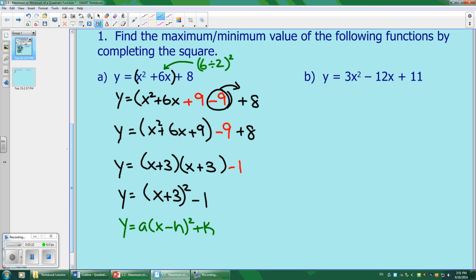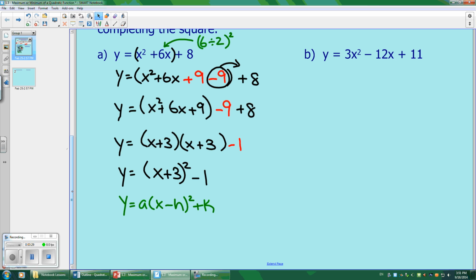Okay. The original question asks you to find the maximum or minimum value. In this case, it's going to be a minimum because a, which is 1, right here, it's an invisible 1, is a positive. Since it's a positive, I know that the parabola is going this way. Vertex is right in the middle, and that vertex is your h, which is negative 3, and your k, negative 1. Okay, remember that h is always the opposite of the number in the bracket.